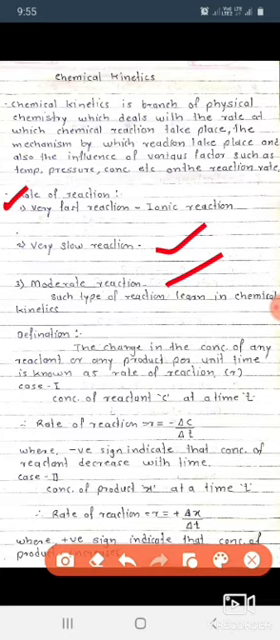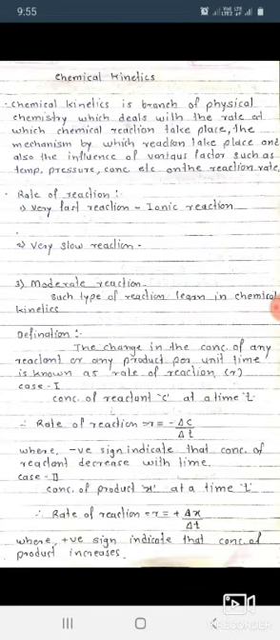So how do we define the rate of reaction? The change in the concentration of any reactant or any product per unit time is known as the rate of reaction. This rate of reaction is represented by the letter R.